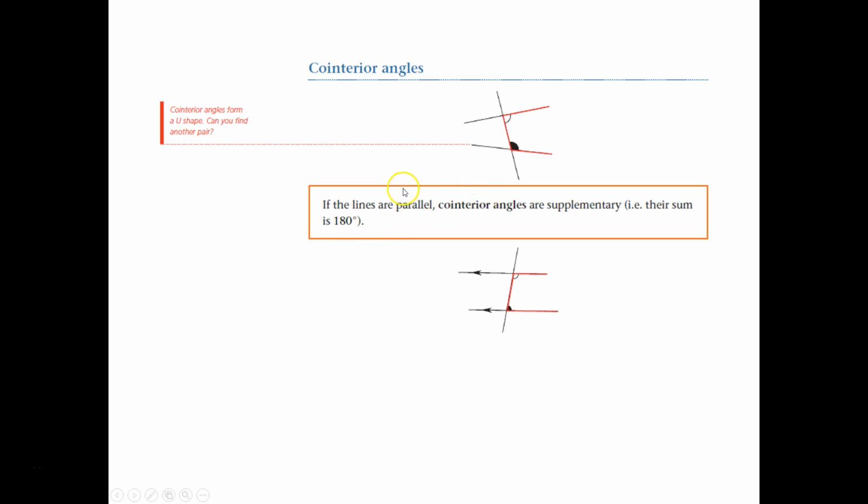Co-interior angles, C angles as we probably used to remember them. Co-interior angles are supplementary. Their angle sum is 180 degrees, and once again there are two pairs. Okay, so that pair there are supplementary, and the pair on the other side are also supplementary.